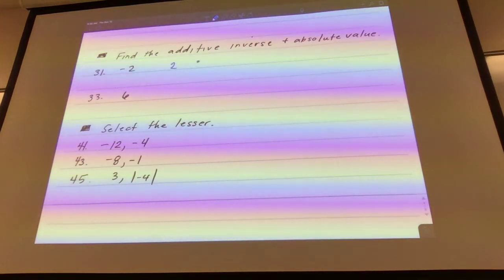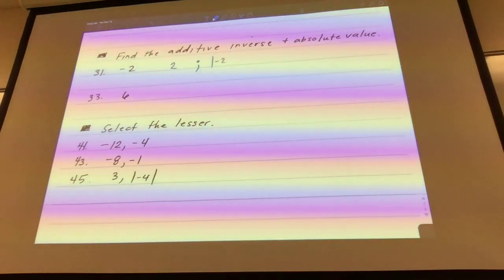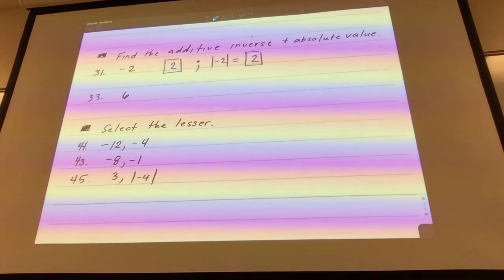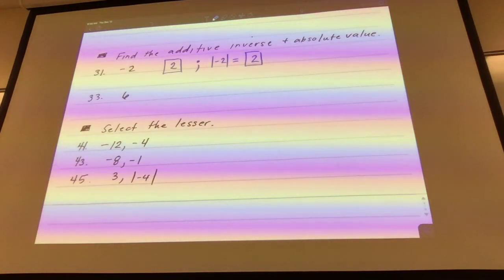Positive 2. Good. What is the absolute value of negative 2? Positive 2. Good. So the additive inverse was 2, and the absolute value is 2. For 6, what's the additive inverse of 6? Negative 6. Good. It's the opposite.